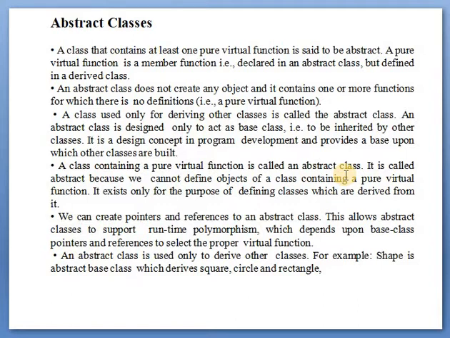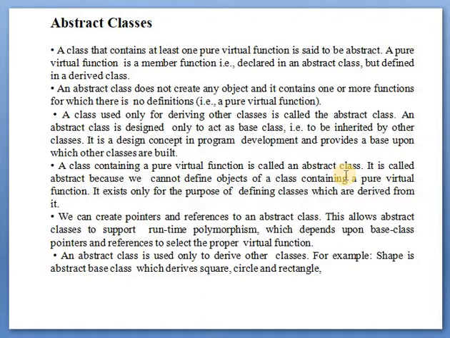An abstract class does not create any object and it contains one or more functions for which there is no definition. So we cannot create the object of the abstract class. Why? Because it is an abstract class. It is only used to declare a function, not to define the function. And in the abstract class we can declare one or more functions. A class used only for deriving other classes is called the abstract class.